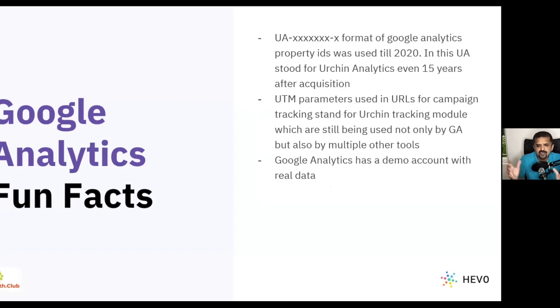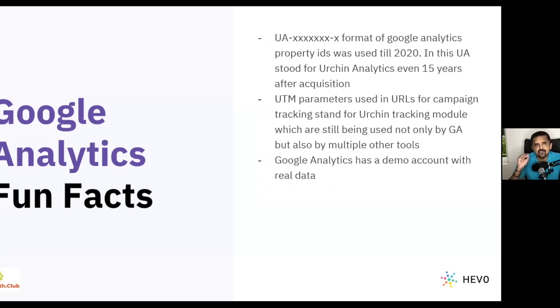Here are some fun facts about Google Analytics. If you have used Google Analytics, you must have realized that before GA4, the Google Analytics property ID was in the format of UA, then a dash, and then multiple numbers of 10 digits after that.